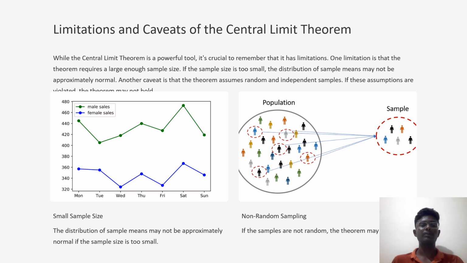Sample size. The distribution of the sample means may not be approximately normal if the sample size is too small. Non-random sampling. If the samples are not random, the theorem may not hold.